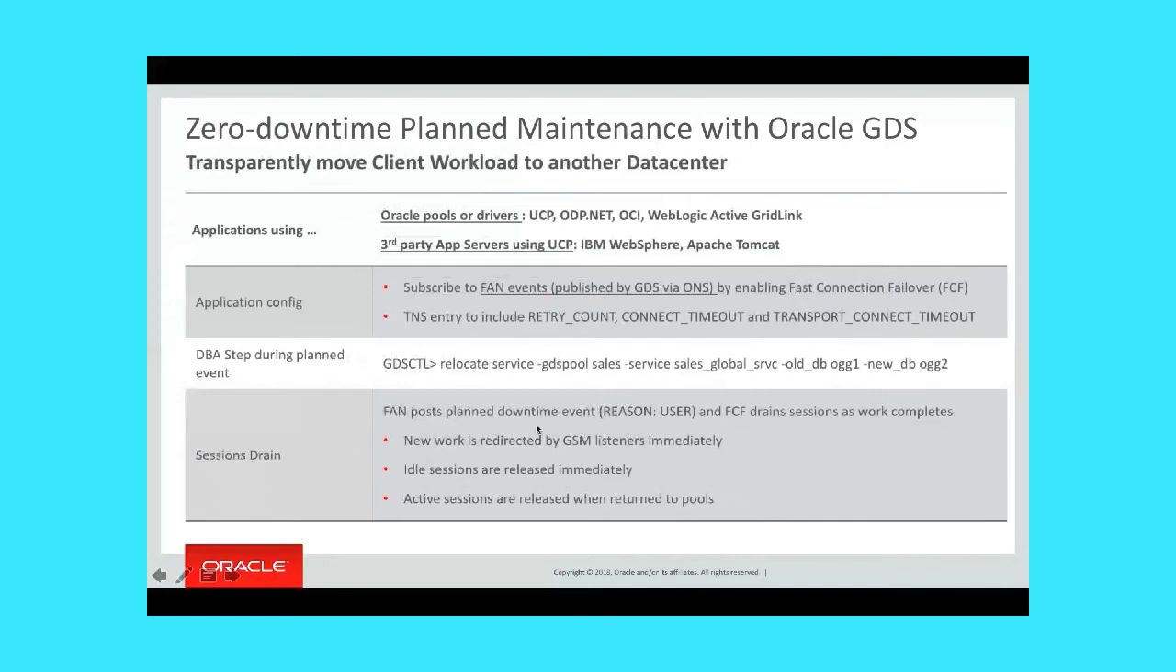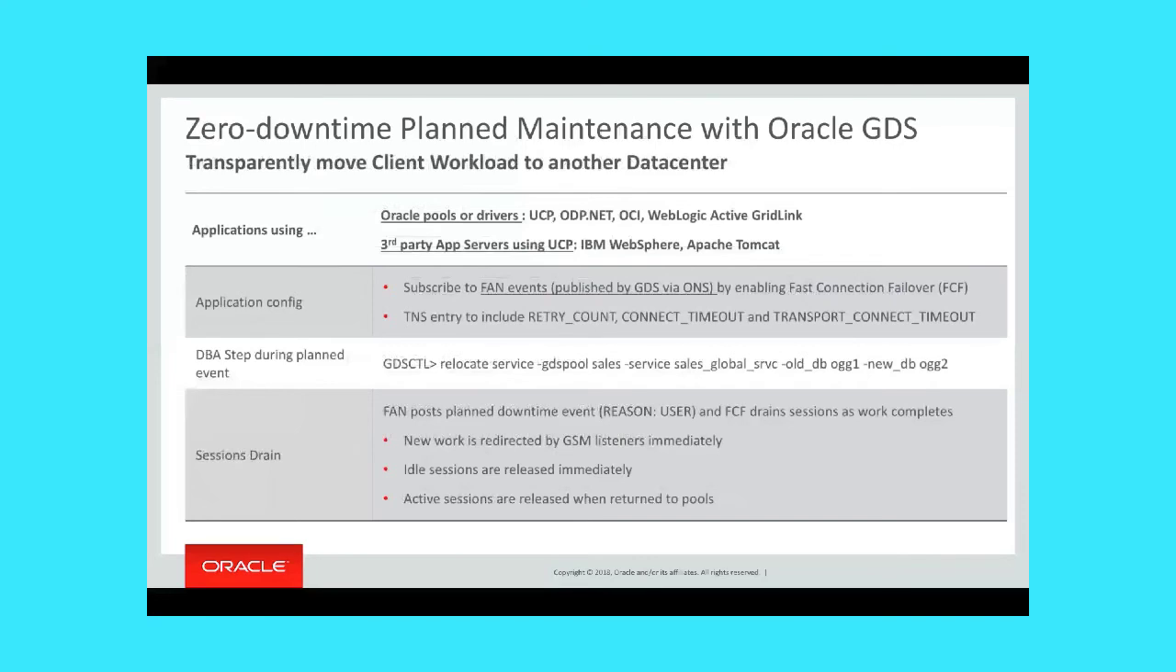So as part of the FCF draining, the new work is redirected by GSM listeners immediately, idle sessions are cleansed out, and the active sessions, the OLTP active sessions, will come back to the clients once they commit or once they close the transaction. They'll come back once the connections are checked into the pool, right? And basically, you're waiting for those connections to finish off the pending work, and once they come back to the pool, they will be cleansed out, and then the new connections will be opened to the new database where the services are running, right? Again, this is completely transparent to the application.